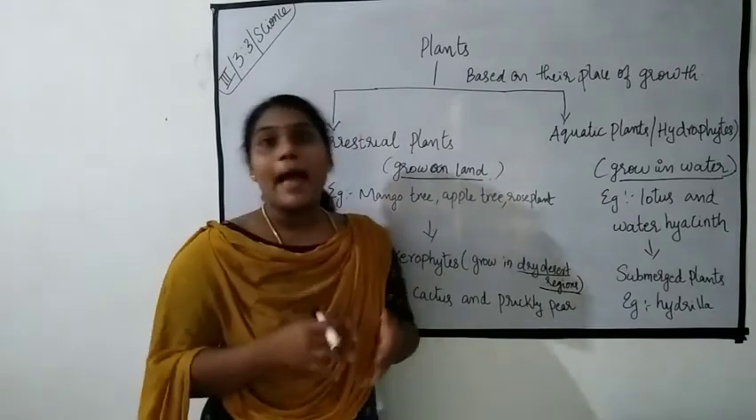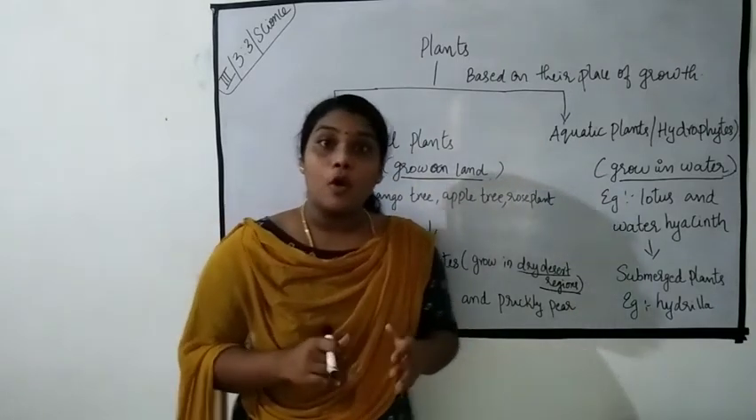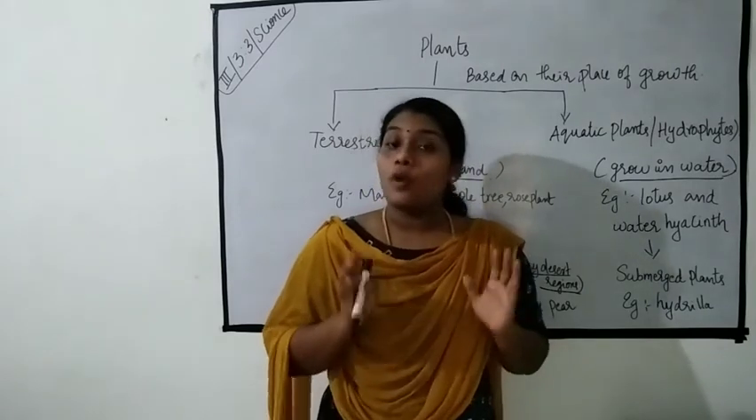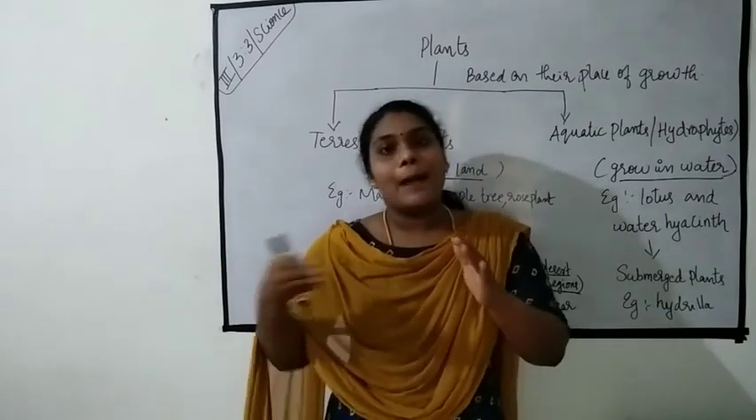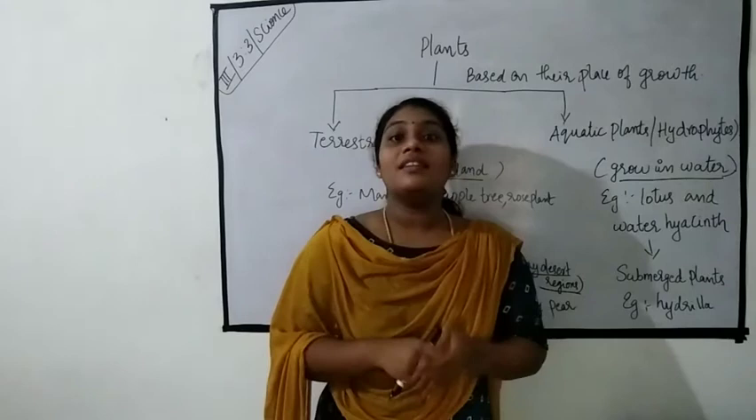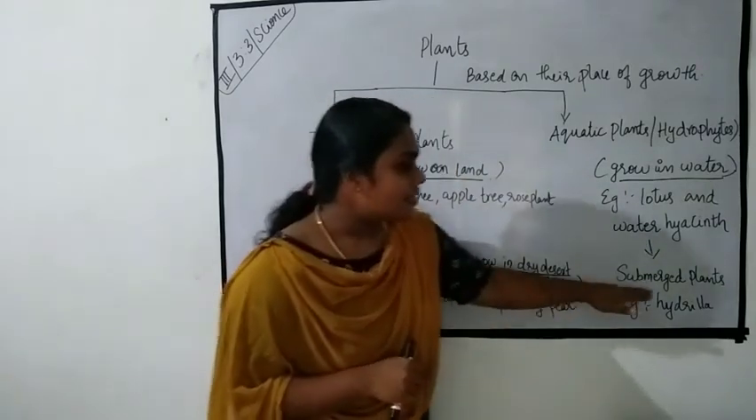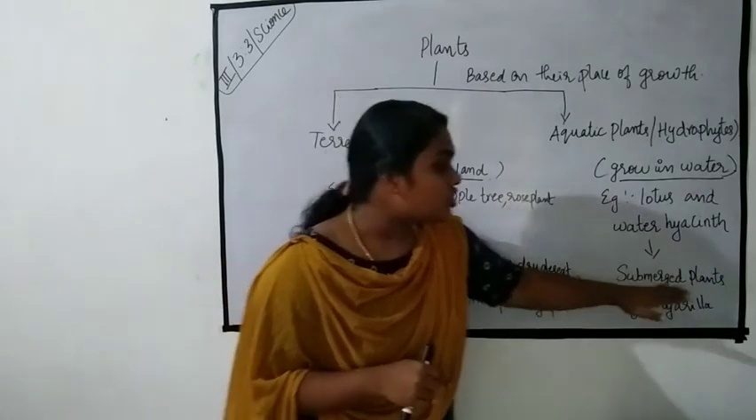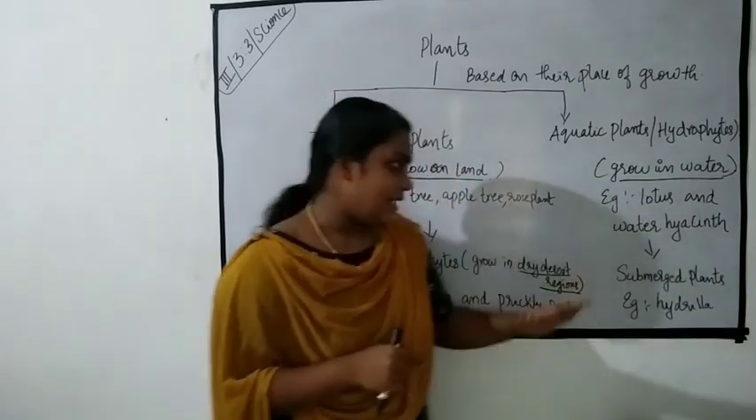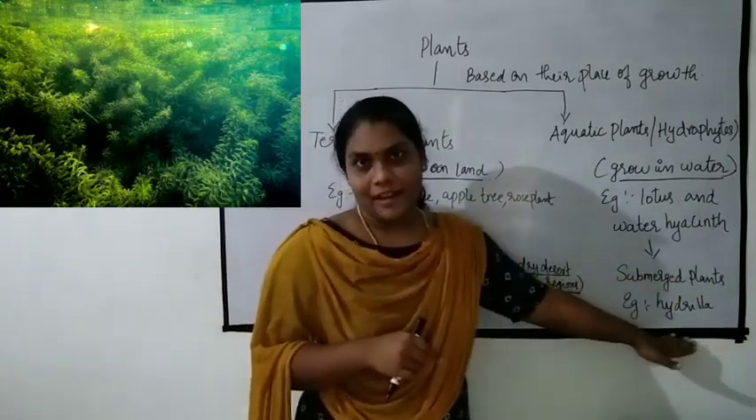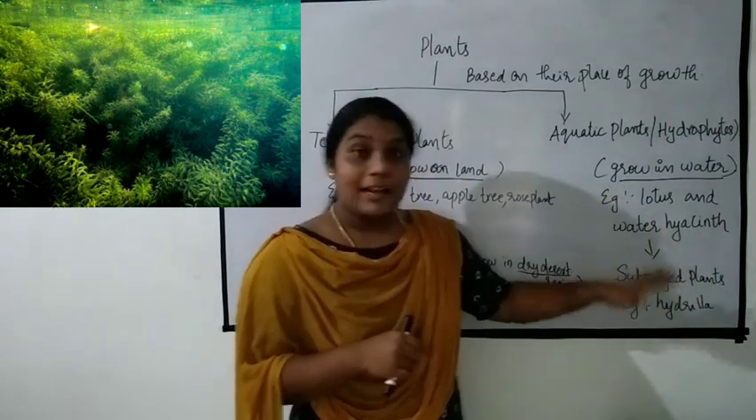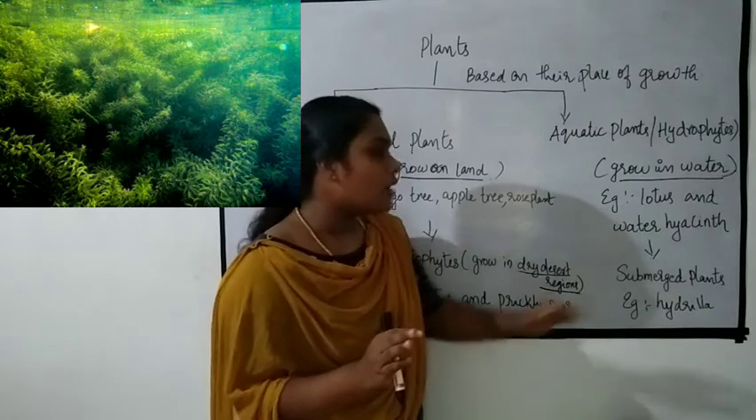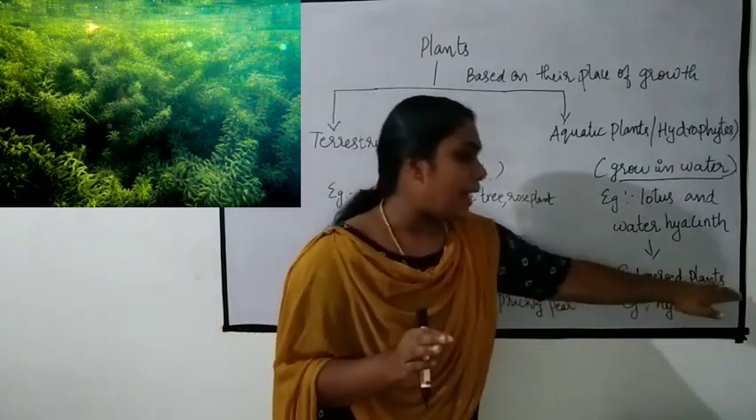Yes students, some aquatic plants grow completely underwater. They are called submerged plants. All of you clear? Example, hydrilla. Plants that grow completely underwater are called submerged plants.